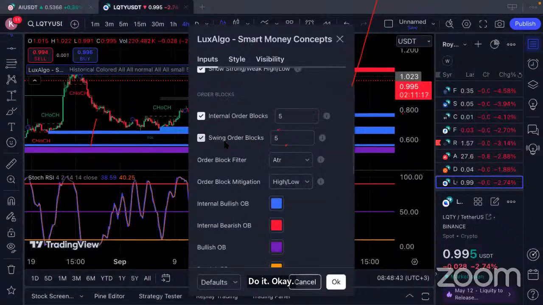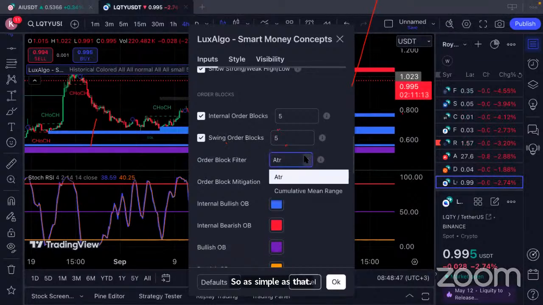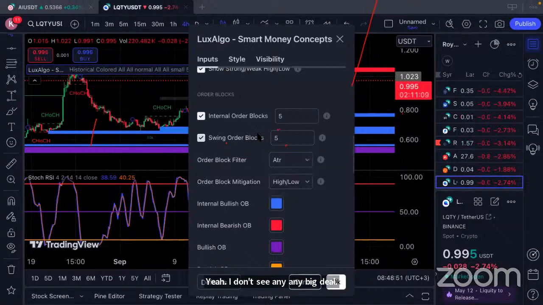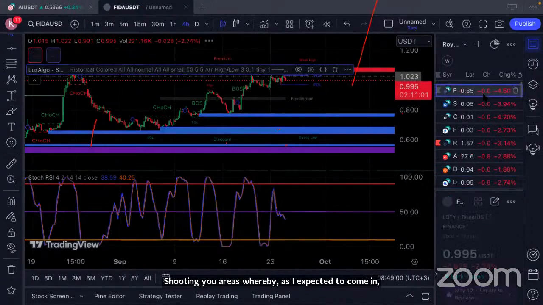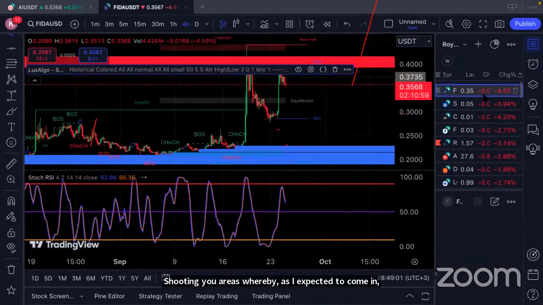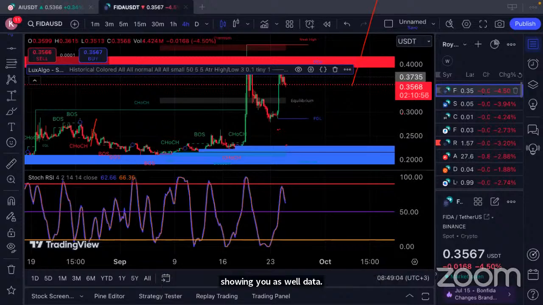So as simple as that, me, I don't see any big deal. You leave it at ultra, it will give you good results. The indicator is very good, showing you areas where buyers are expected to come in, showing you areas where sellers are expected to come in. I don't know if it is hard, but let me come back to the questions.